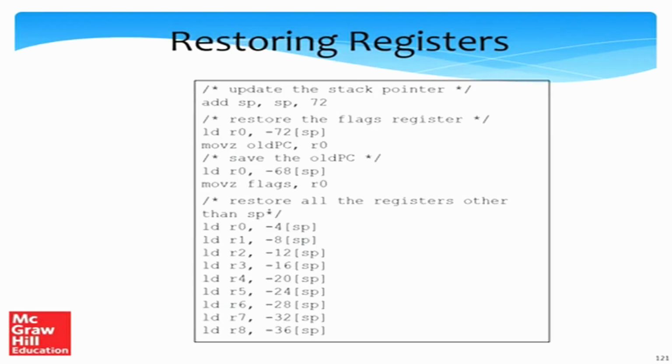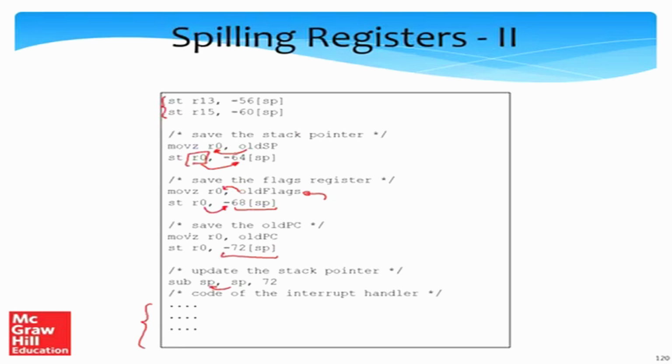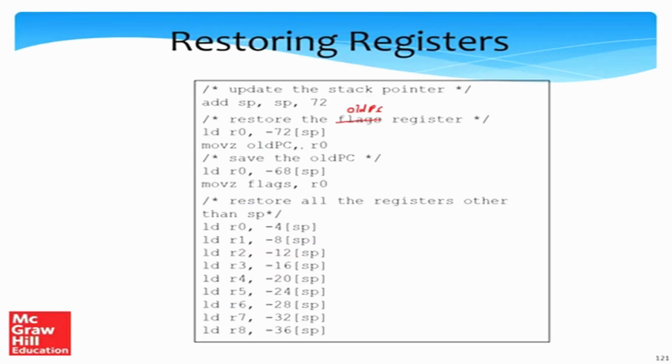For restoring registers, we pretty much work in the reverse fashion. So we update the stack pointer by 72. Then we restore the old PC. It's not the flags register, it's actually the old PC. So recall that the old PC we had saved in this location. So we restore the old PC, and we transfer this to R0, and then we have a MoveZ instruction to do that. And then what we do is that we restore the flags. Sorry, there's another mistake here. We restore the flags.